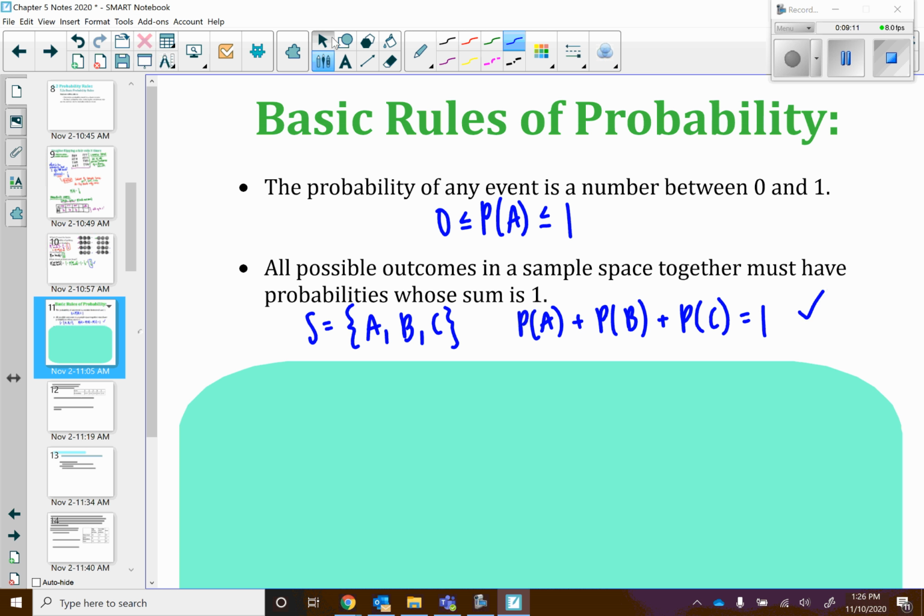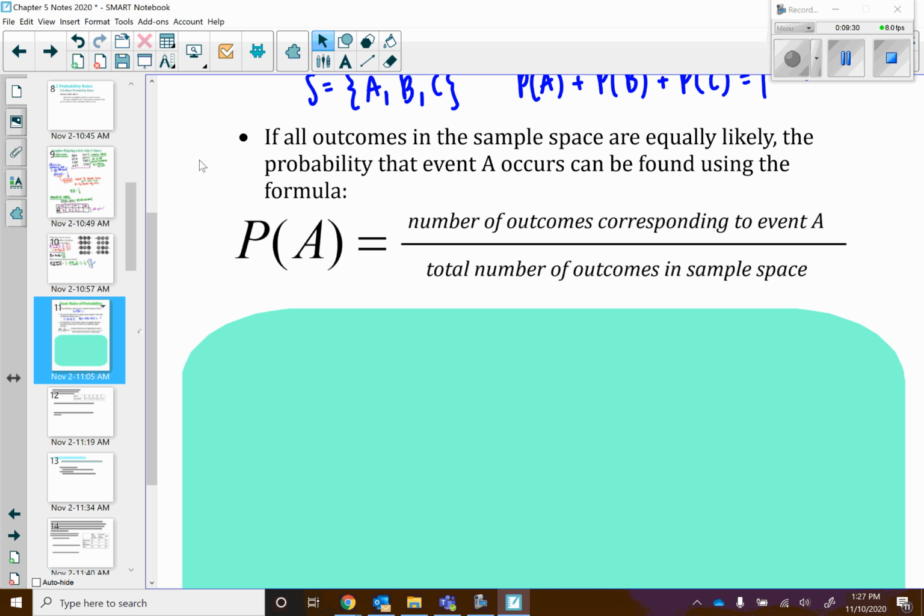Next up, if all outcomes in a sample space are equally likely, the probability that event A occurs can be found using the formula: probability of A is equal to the number of outcomes corresponding to event A divided by the total number of outcomes in our sample space. You saw that on the last page. The probability of any event A is equal to the number of ways A can happen divided by the total number of outcomes in our sample space.